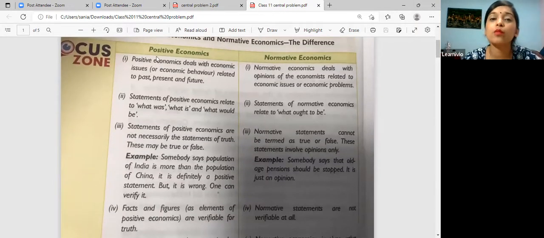Okay. So now, what is positive economics? So positive economics deals with economic issues.